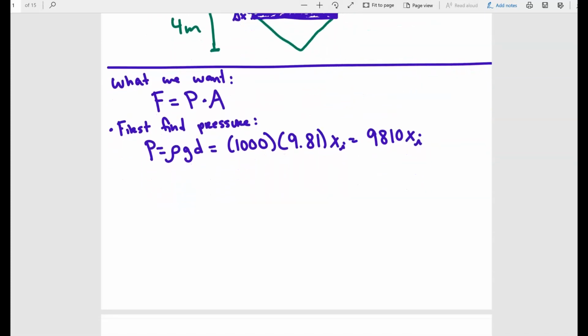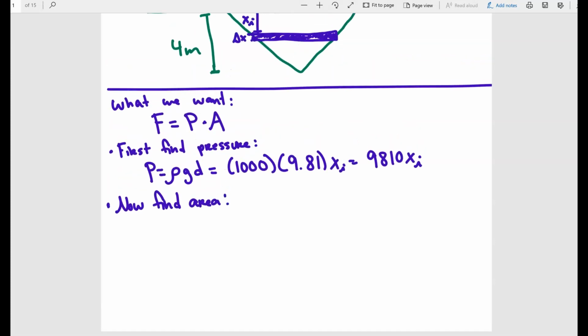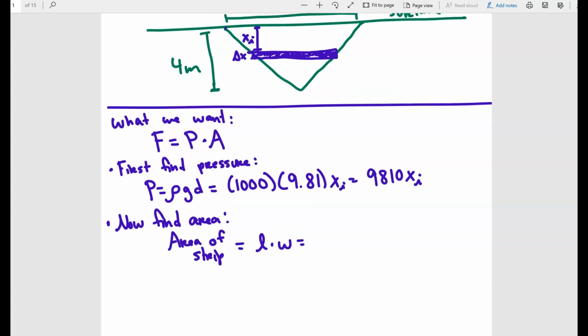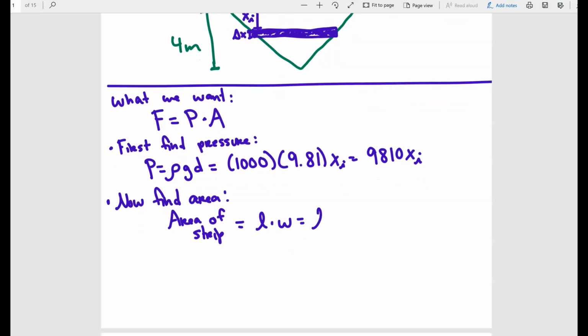Now that we found the pressure, let's find the area. The area of the strip is just the length times the width. We can call either one the length, but this side is going to be delta x, so that's my width.